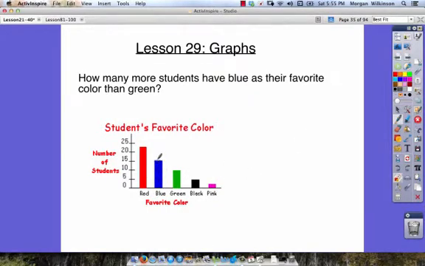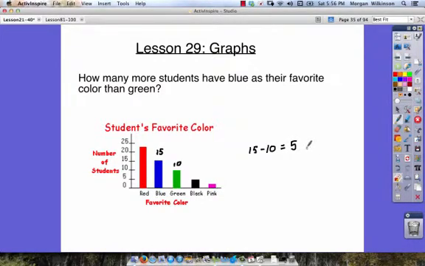If we look at blue, well, we can see it goes across to 15. So, 15 students say that blue is their favorite color. Green, if we look at green, it goes directly across to 10. So we can see that 10 students have green as their favorite color. So how many more students have blue than green as their favorite color? Well, 15 minus 10, that's going to give us our answer. That must be equal to 5.